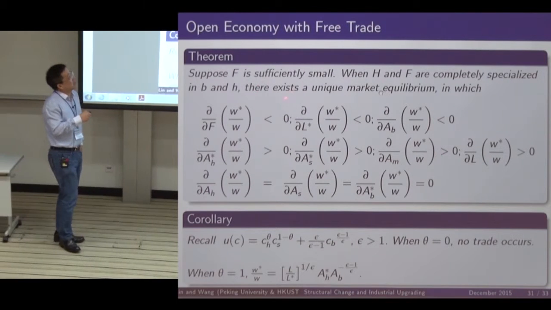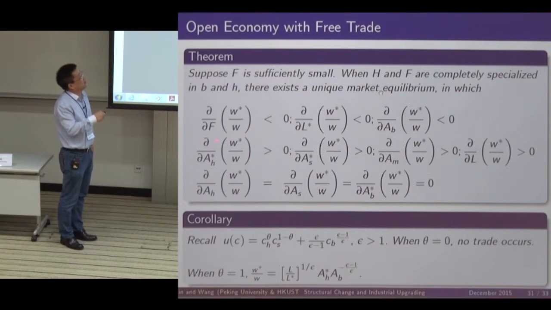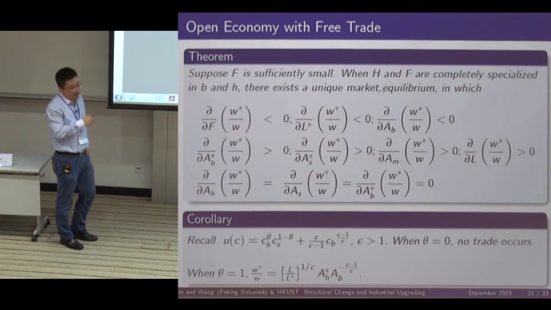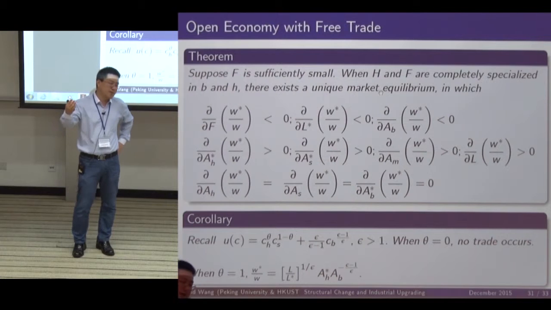Now, in this particular case, when the home country and the foreign country are completely specialized, the home country only produces and exports basic manufacturing, and the foreign country produces and exports high quality manufacturing. In that case, what's kind of interesting is that if you increase the entry barrier to production service, that will actually help reduce the gap. The intuition is that, consider high quality manufacturing like the iPhone.